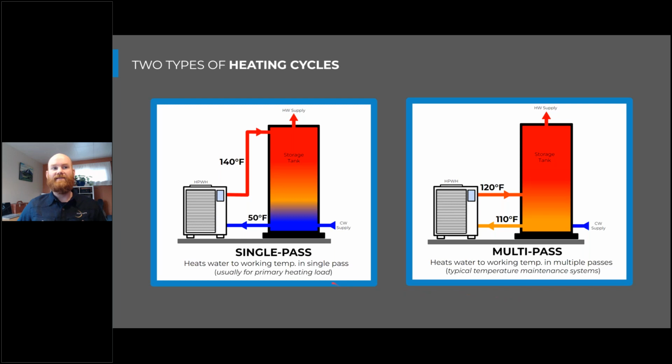Typically, the single pass heating cycle is much more efficient and is used for the primary heating load, taking cool water in from the city and heating up to our usable temperature. Whereas our multi-pass heat pump is less efficient, still fairly efficient, especially compared to a gas water heating system, but it's less efficient than our single pass heating cycle. And this is typically better suited for a temperature maintenance load where the water is going out at 120 degrees to the fixtures, returning at 110 degrees to our central heat plant. And so we want to add about 10 degrees to it, or maybe 20 degrees to it, and that's where a multi-pass heat pump really shines.